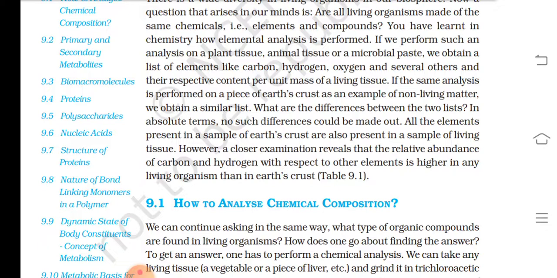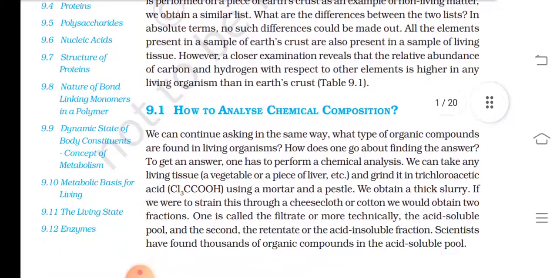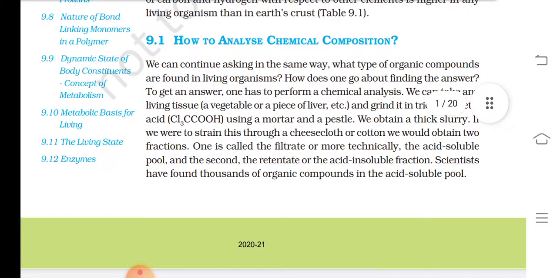However, a closer examination reveals that the relative abundance of carbon and hydrogen with respect to other elements is higher in any living organism than in the earth crust. Table 9.1.